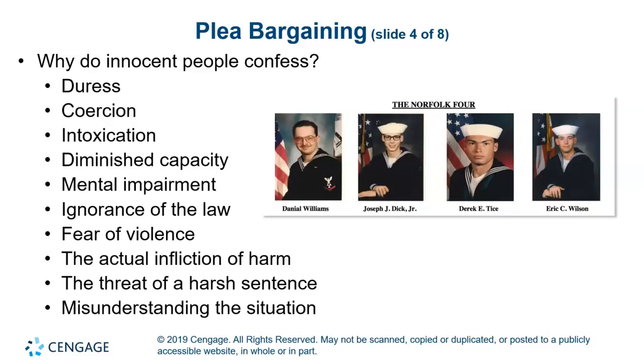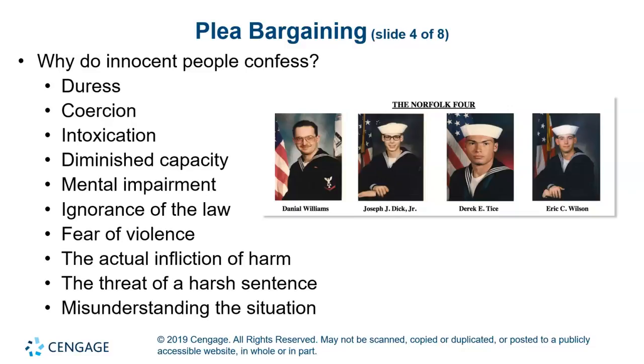Well, according to the Innocence Project, there are a lot of different reasons, including duress, coercion, intoxication, diminished capacity, mental impairment. Maybe they don't know the law. They're ignorant of the law. Maybe the fear of violence, the actual infliction of harm, the threat of a really harsh sentence, or maybe even a misunderstanding of the situation. So these are all reasons, if you will, why people might confess.